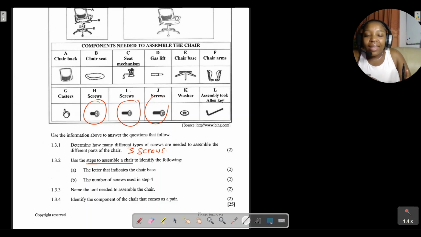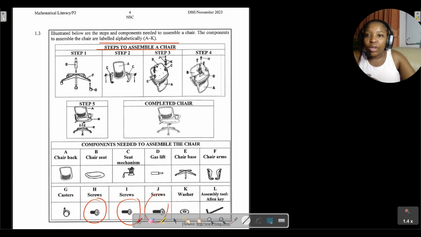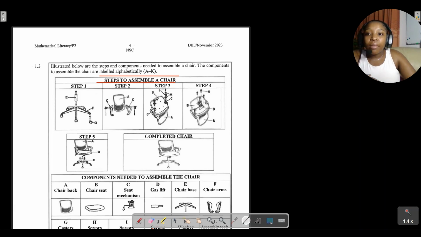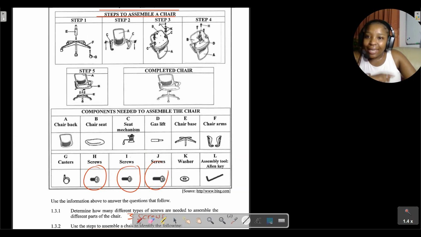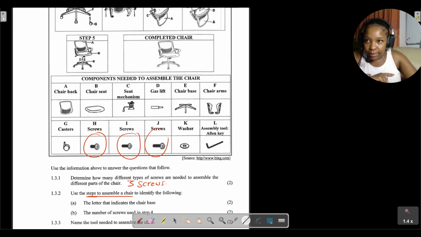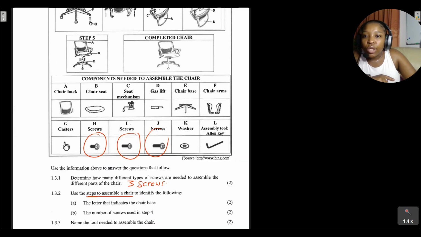A, the letter that indicates the chair base. So we want to have a look at the steps to assemble a chair, and we want to see what letter is used to indicate the chair base. What letter is used to indicate the chair base?